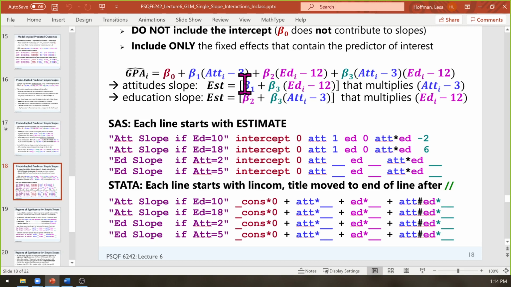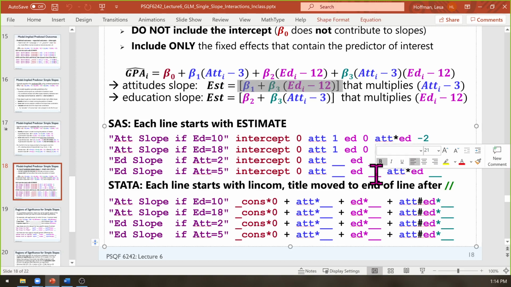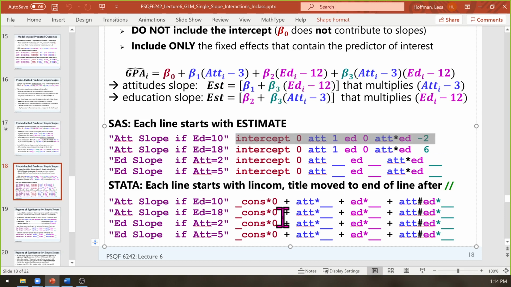All right, so this one is where we were at last time. We're trying to figure out how the model tells us what the slope of attitudes is as the predictor, using education as the moderator. So the idea is that how important attitudes is in predicting GPA in this example depends on how educated your parents are. That's the idea. So we can ask, what would the slope of attitudes be for somebody with a 10th grade education? And the ingredients to filling in this statement here are right here.